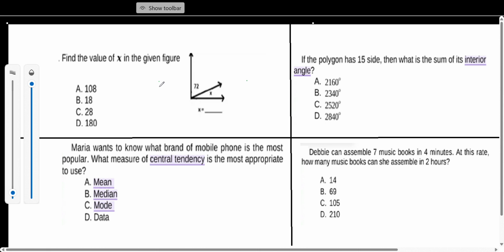So today we are going to see 4 different questions from the grade 7 IMO, that is the Olympiad paper. So let us straight go to the first question on the top left here.